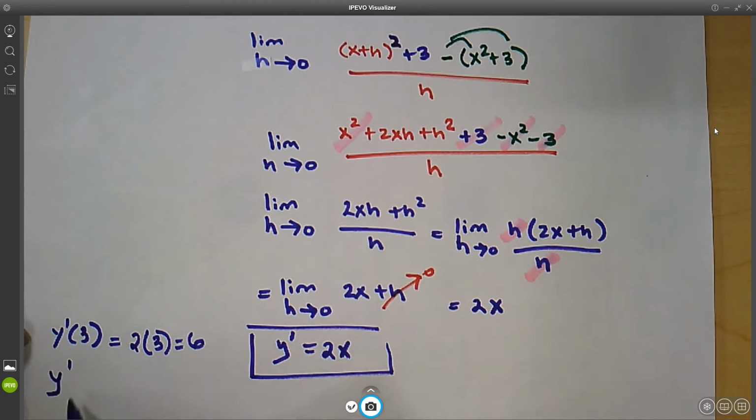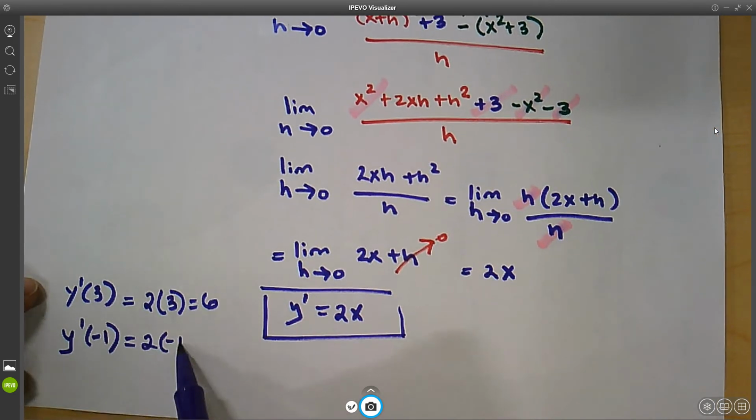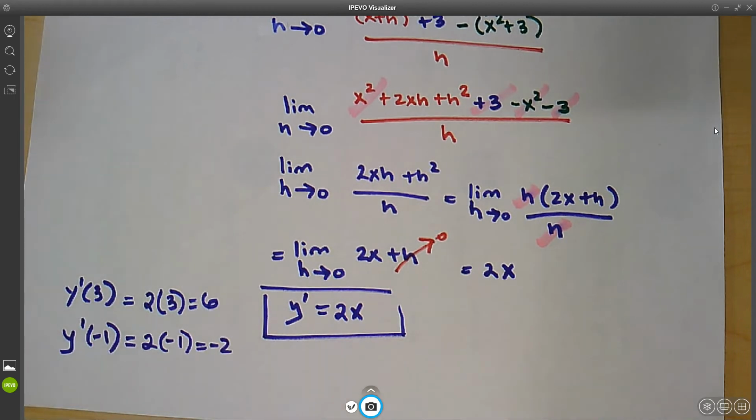Now they could say find y prime of negative 1. Then you could just say 2 times negative 1. That's negative 2. Finding the slope at the instance x equals negative 1. You guys see the difference between this formula and the previous one? Yeah. The previous one sets up a limit for each instant, and this one finds the general one, and then you can use it for all of the different instants now.